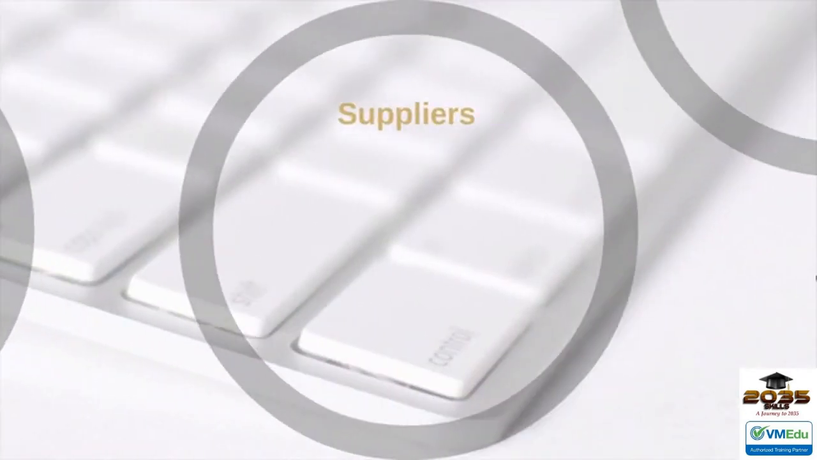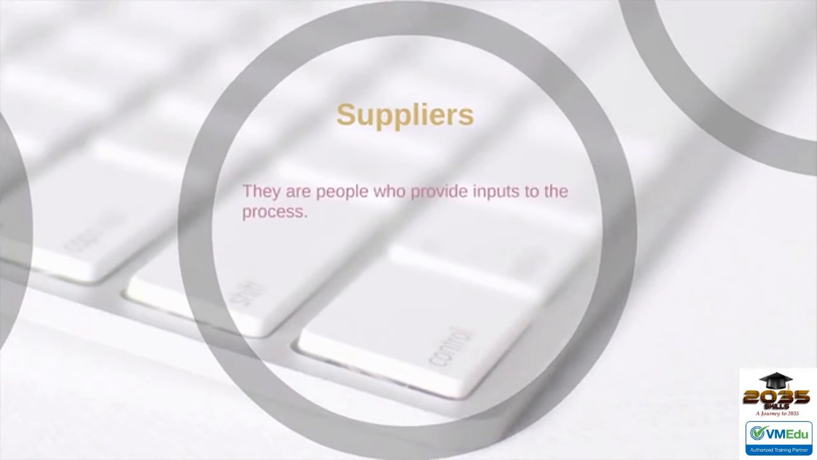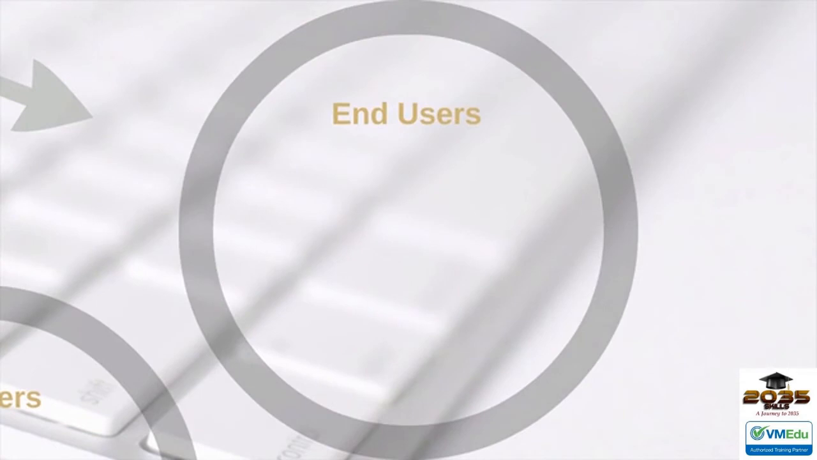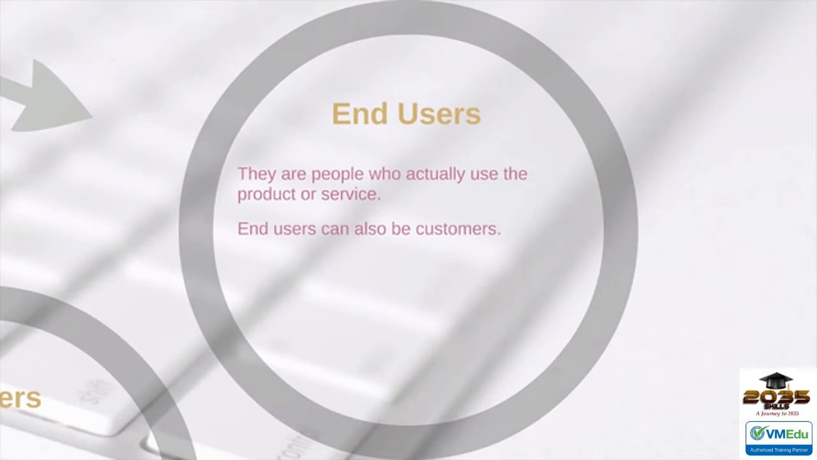Next are the suppliers. They are people who provide inputs to the process. Finally, we have the end users. They are people who actually use the product or service. End users can also be customers.